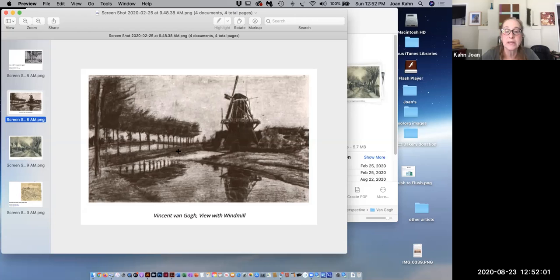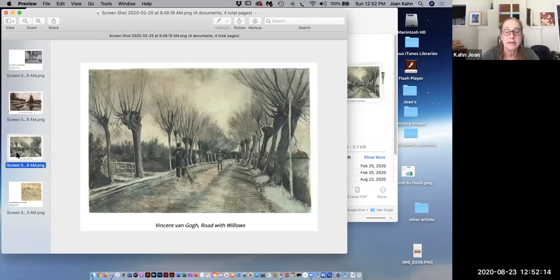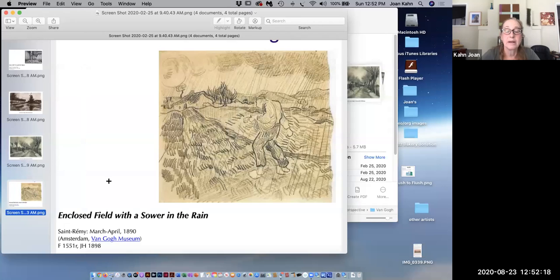Notice that the trees go to one line leading to a vanishing point, which is probably somewhere a little left of center, and another line that all lead to that vanishing point. This is a road that he did, same thing. And a path where the vanishing point, or lines of the field where the vanishing point is probably right above the house near the tree.